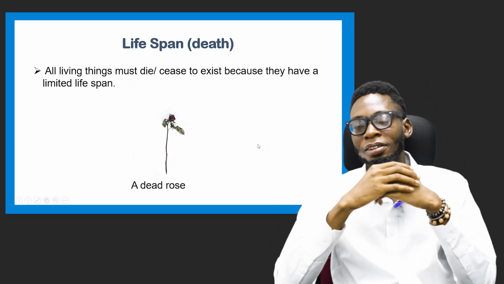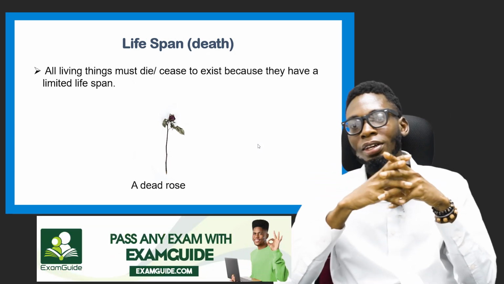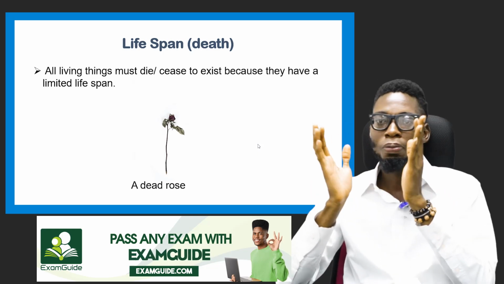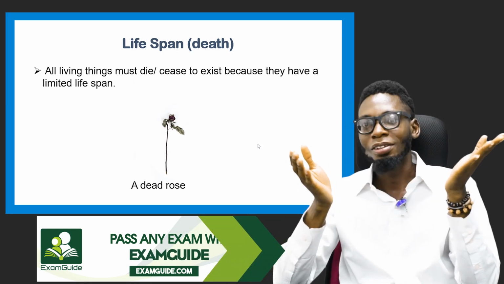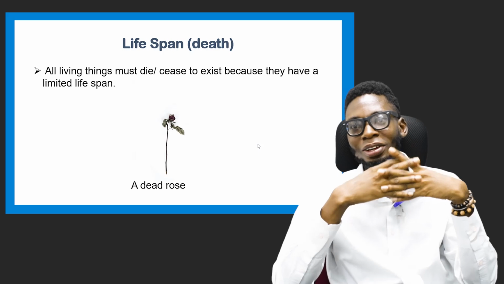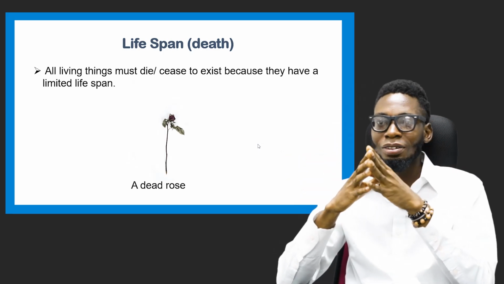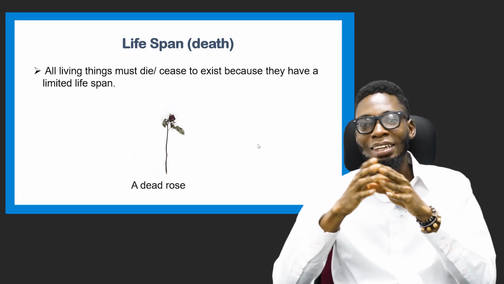We'll go to the last characteristic of living things, which is lifespan. All living things must die because they have a limited lifespan. Living things must die, and when they die, they become non-living things. From birth through their stages of growth and development, and then death.